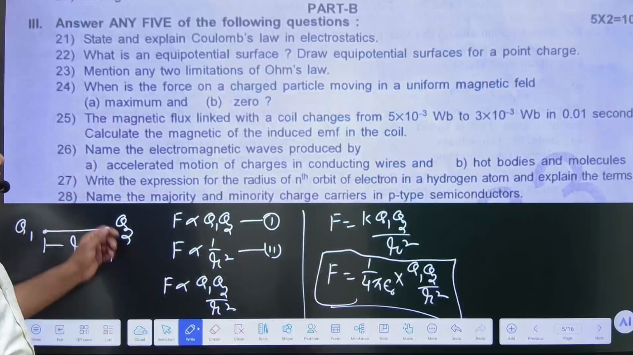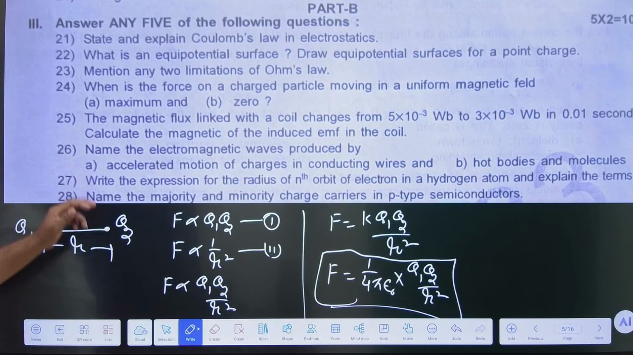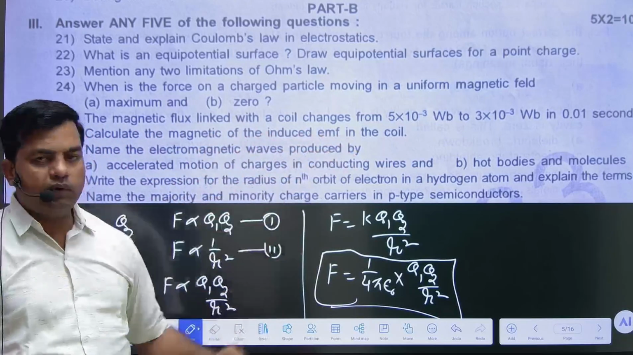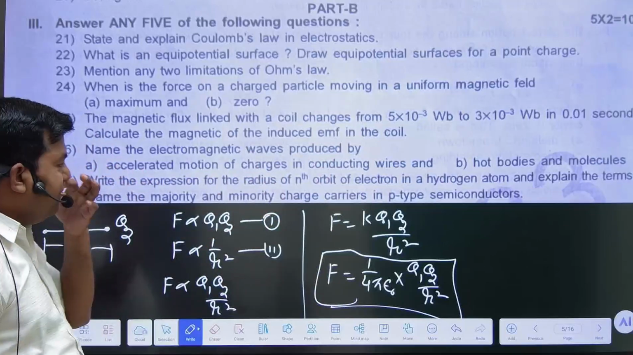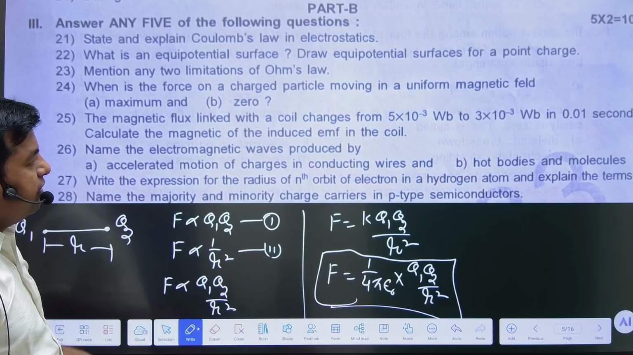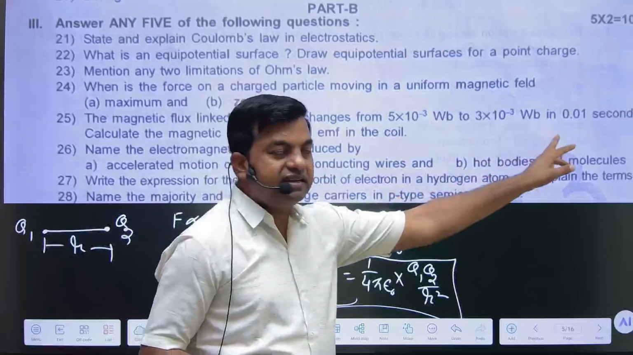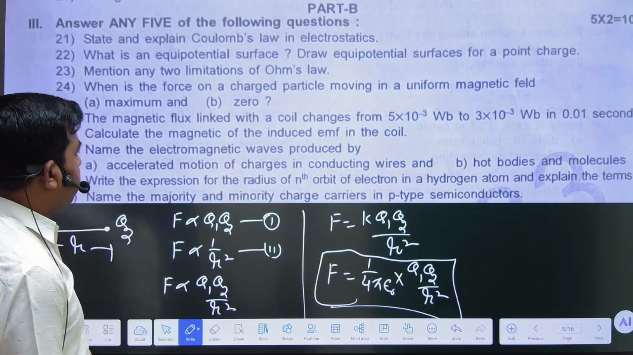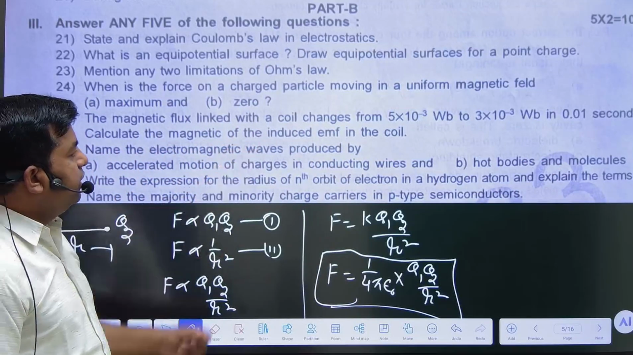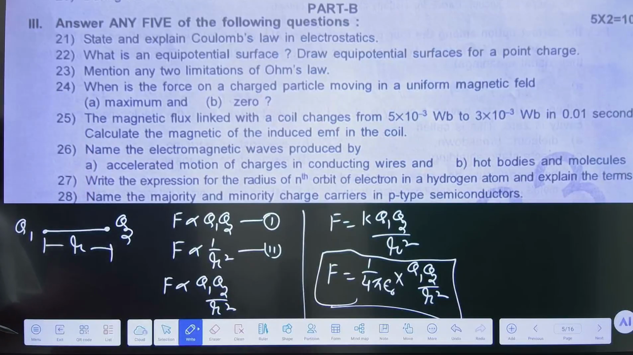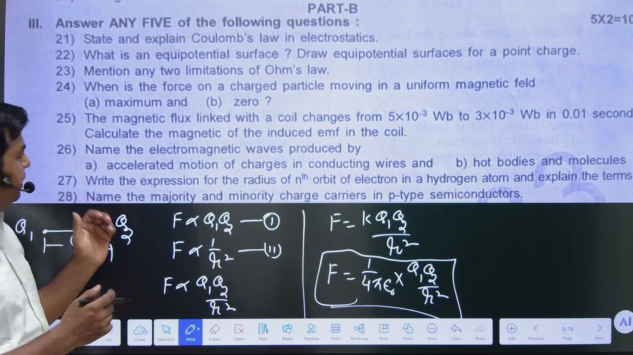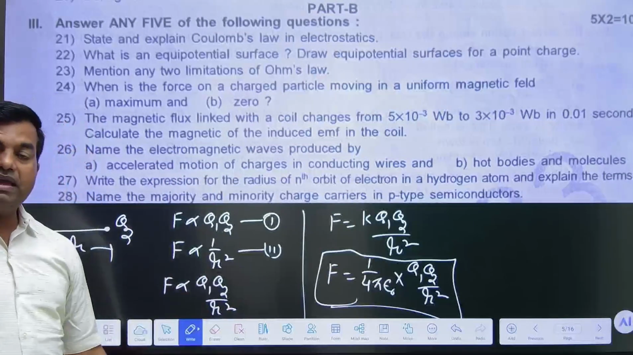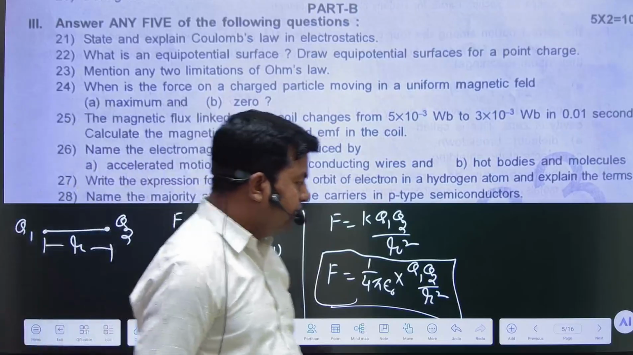Next question is on magnetic flux. Question number 25. Magnetic flux linked with the coil changes from 5 into 10 to the power minus 3 Weber to 3 into 10 to the power minus 3 Weber in 0.1 second. Calculate the magnitude of induced EMF in the coil. This is not magnetic, this is the magnitude of induced EMF in the coil.